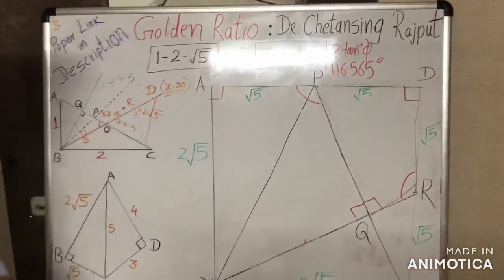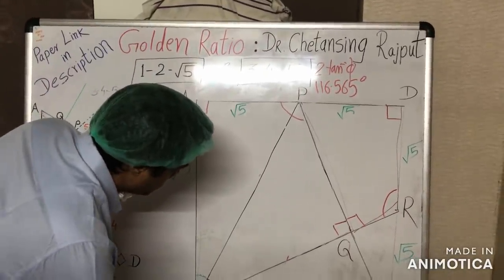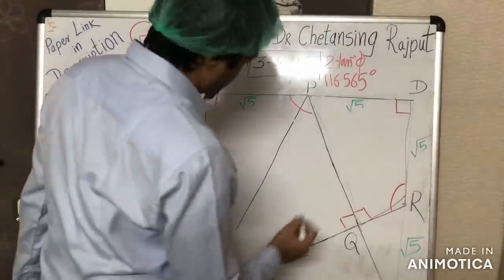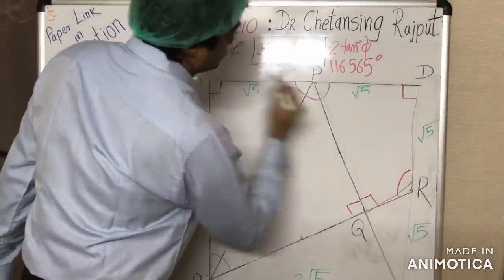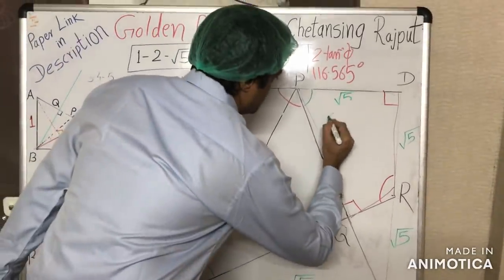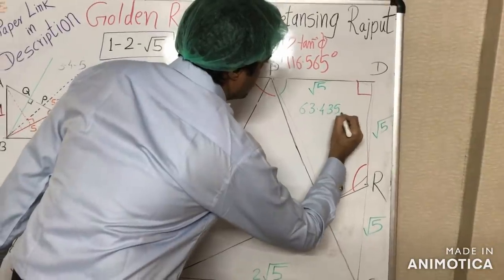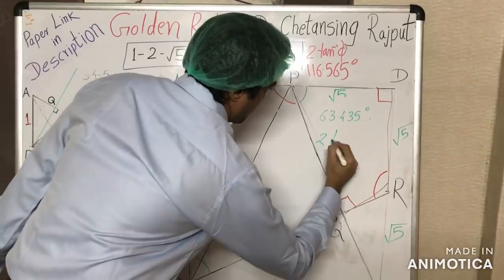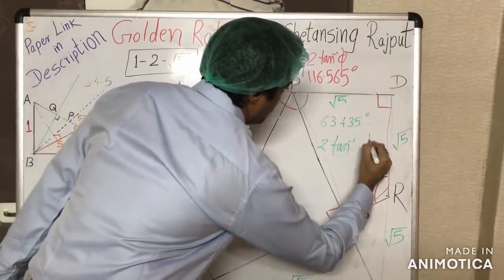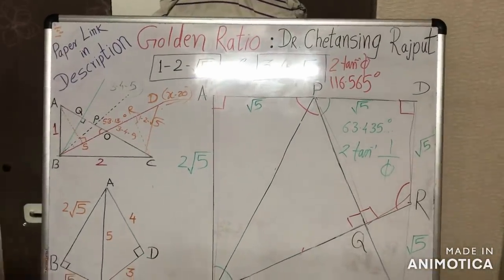And in these 2 quadrilaterals, angle ABQ and angle DPQ are precisely 63.435 and so on degrees, which is twice the arctangent of the inverse of the golden ratio. Okay, so many interesting things are there.